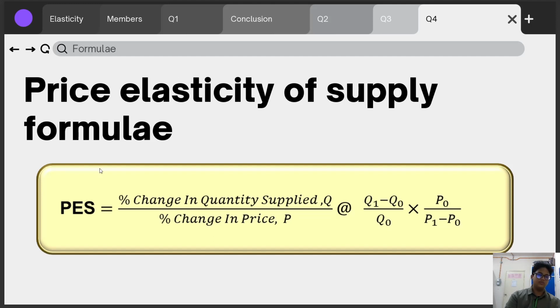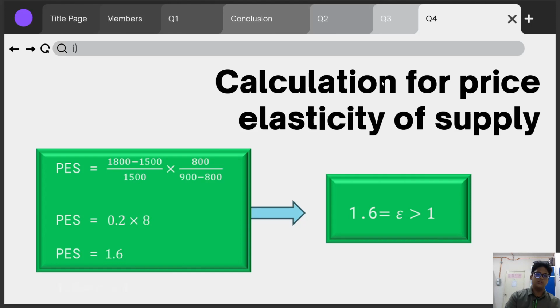But first, let us start by explaining the price elasticity of supply formula. Quantity 1 minus quantity 0 divided by quantity 0, times price 0 divided by price 1 minus price 0, equals price elasticity of supply. This is my calculation: 1,800 minus 1,500 divided by 1,500, times 800 divided by 900 minus 800, is equal to 0.2 times 8, which equals 1.6. It shows that the price elasticity of supply is very elastic.